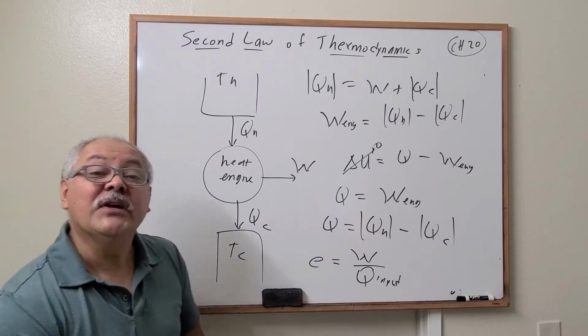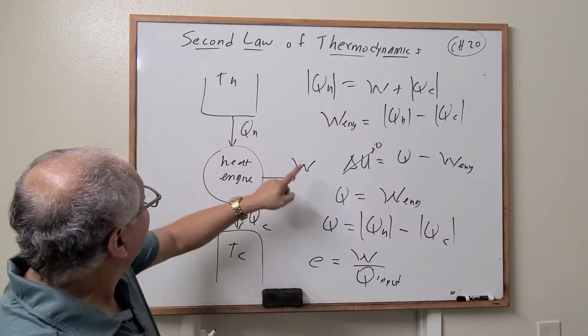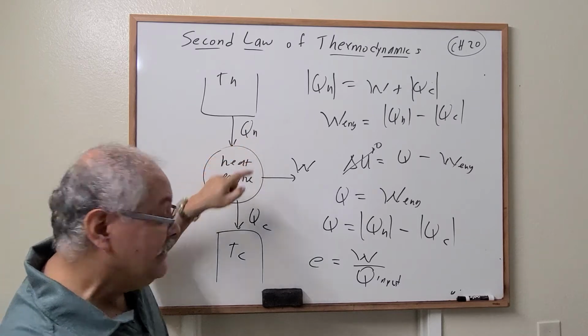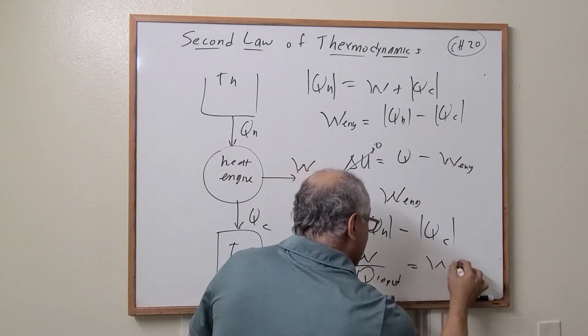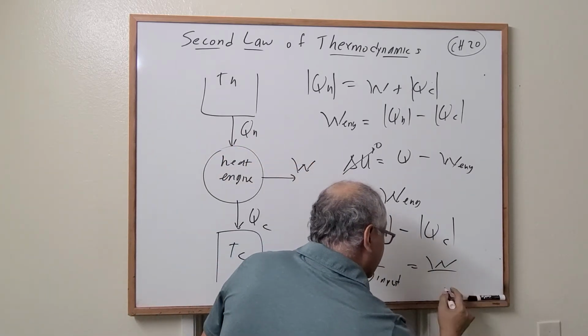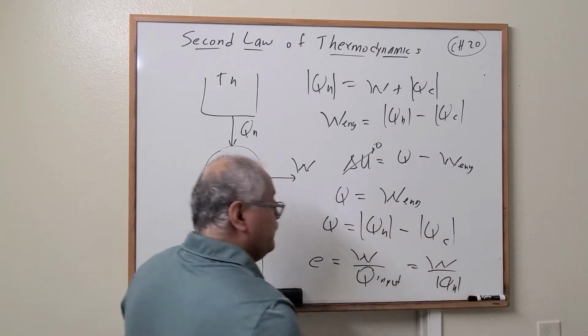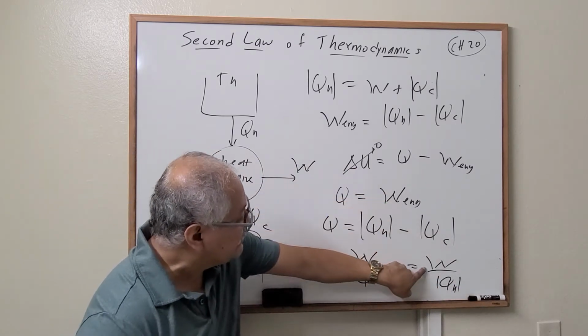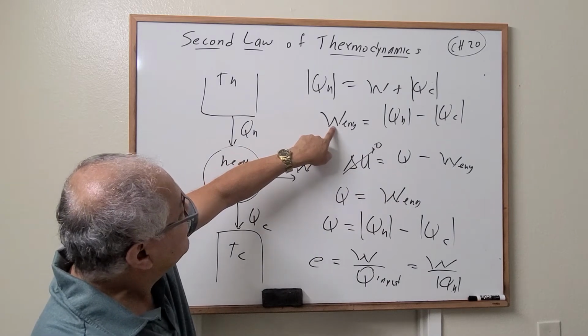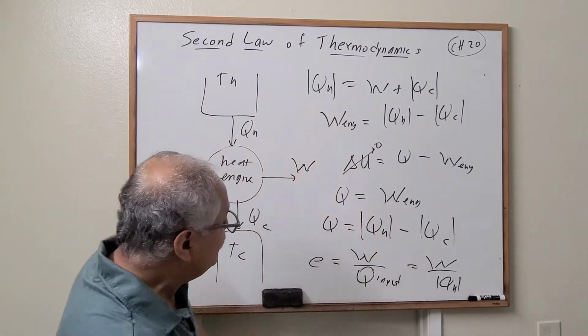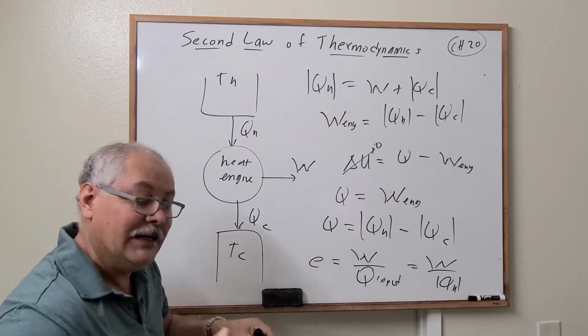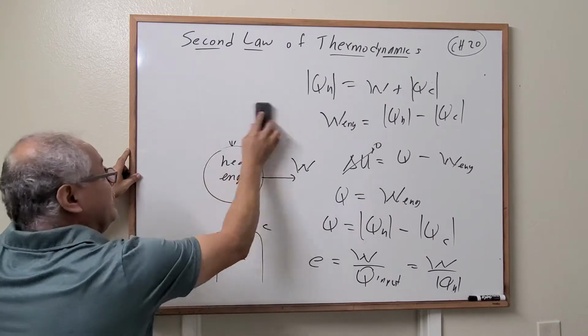But what is the input heat? The input heat is going to be QH, right? So this equals the work done by the engine divided by QH. Okay, now let's go back and substitute the work done by the engine right here. And what do we have? Let's find the efficiency for this case.